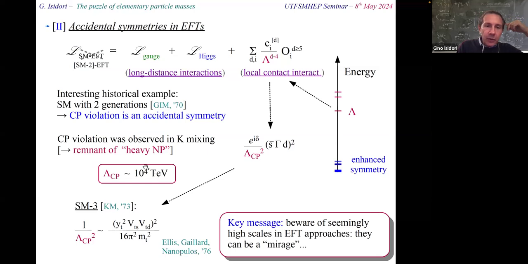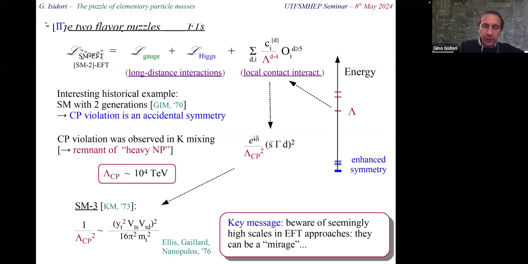So you see that there is nothing at 10 to the 4. Actually, the new degrees of freedom happen at a much lower scale. So the effective theory description is useful, it's telling you that there is something, but when you try to extract the scale, you have to be very careful. So the important message of this EFT approach is that a seemingly high scale in the EFT can be a mirage, okay? Actually, they usually are somehow an upper bound on where you can expect the new physics.